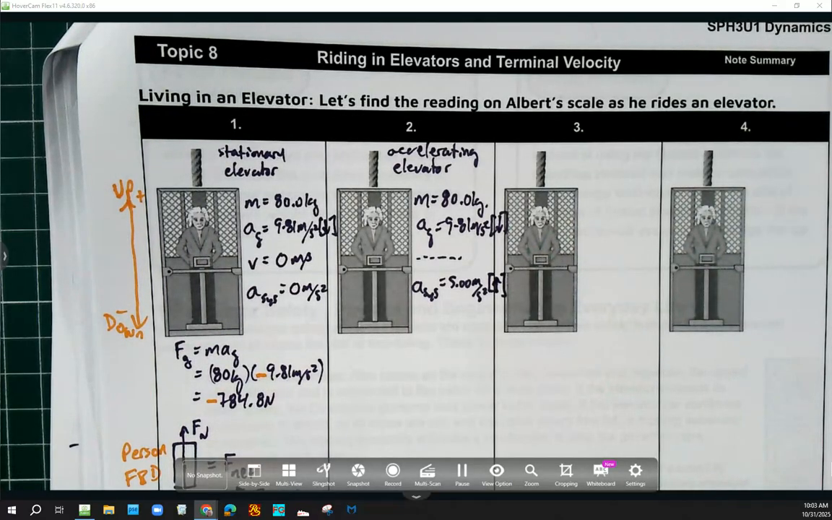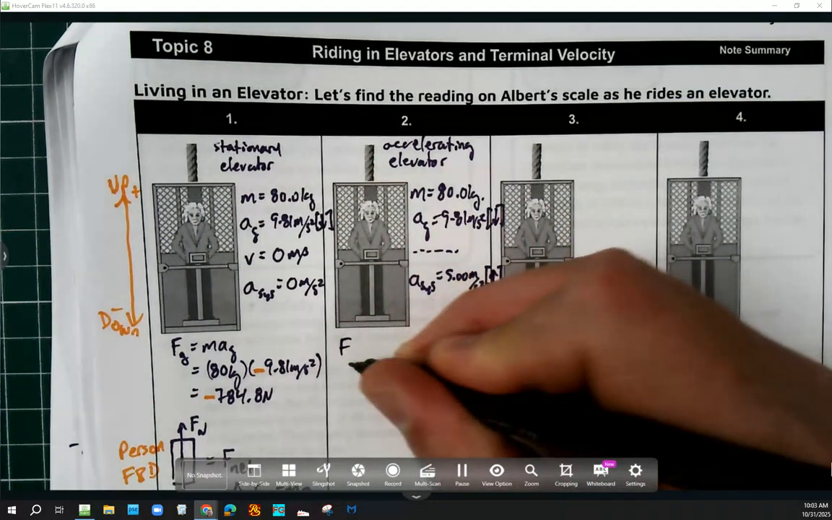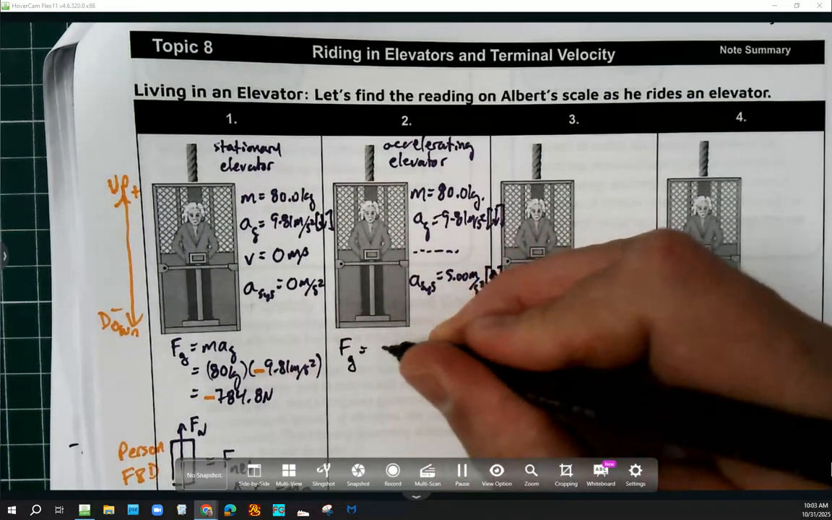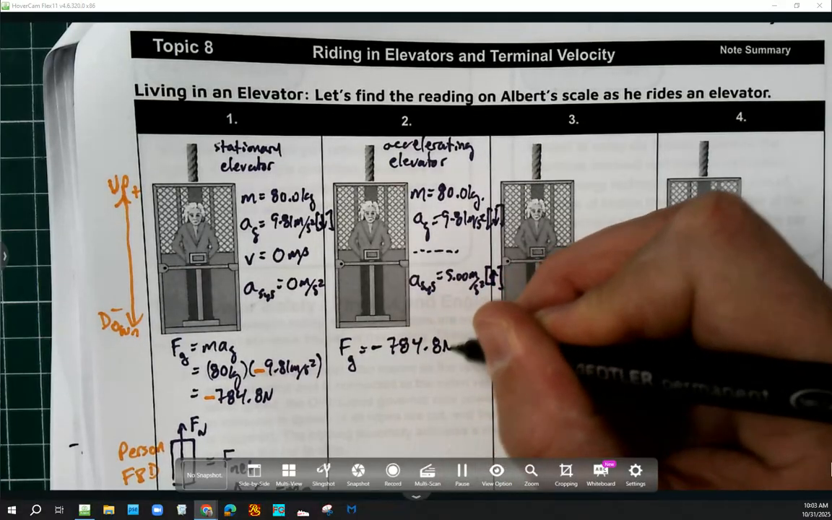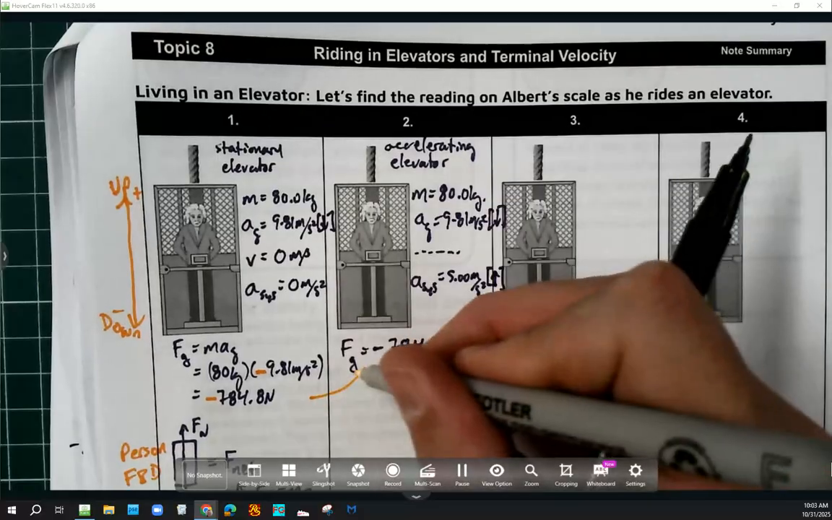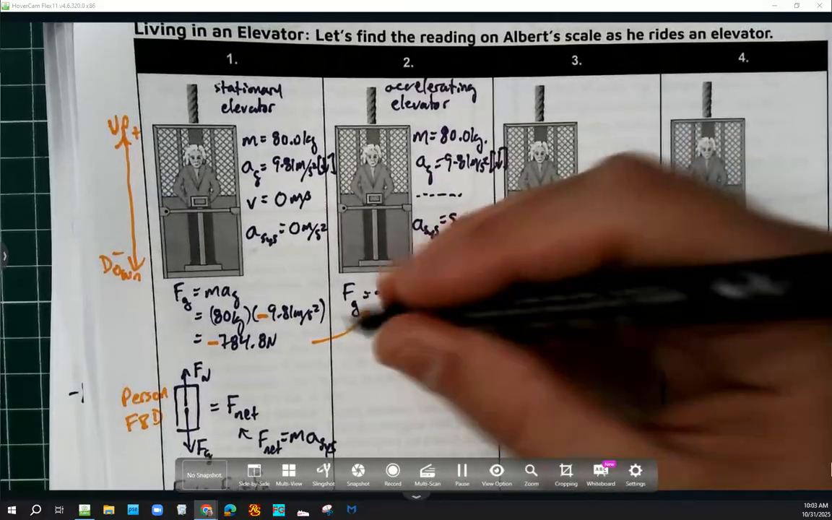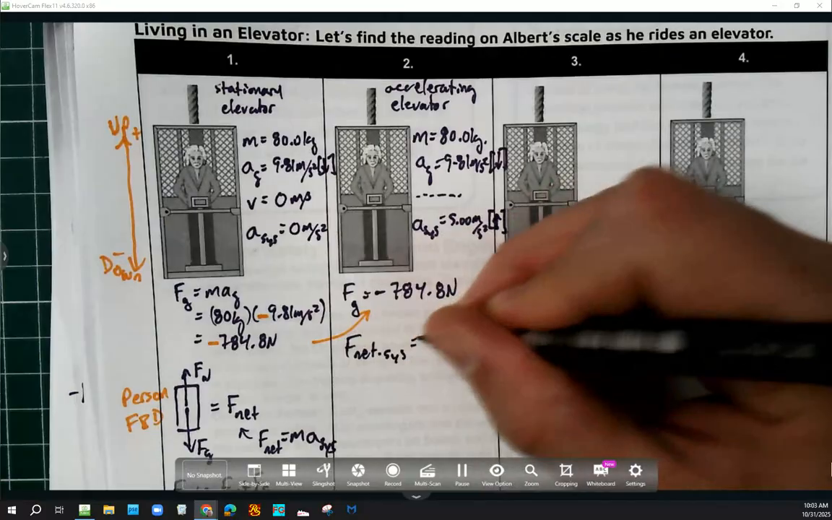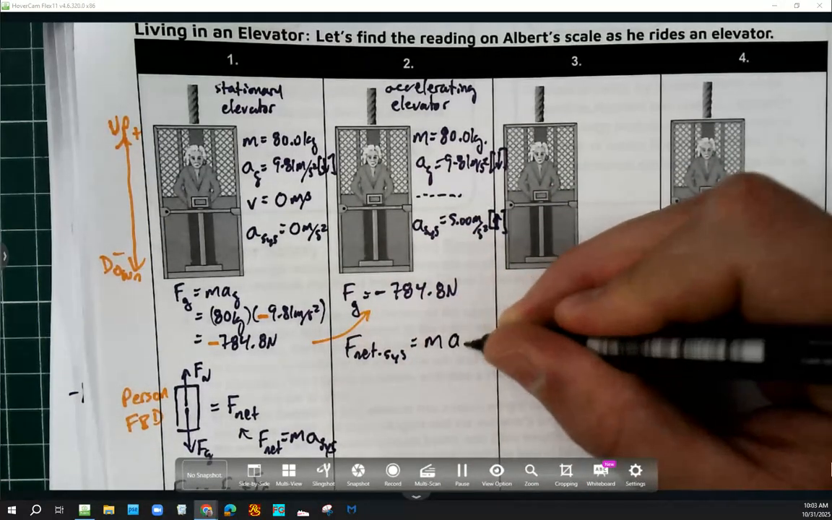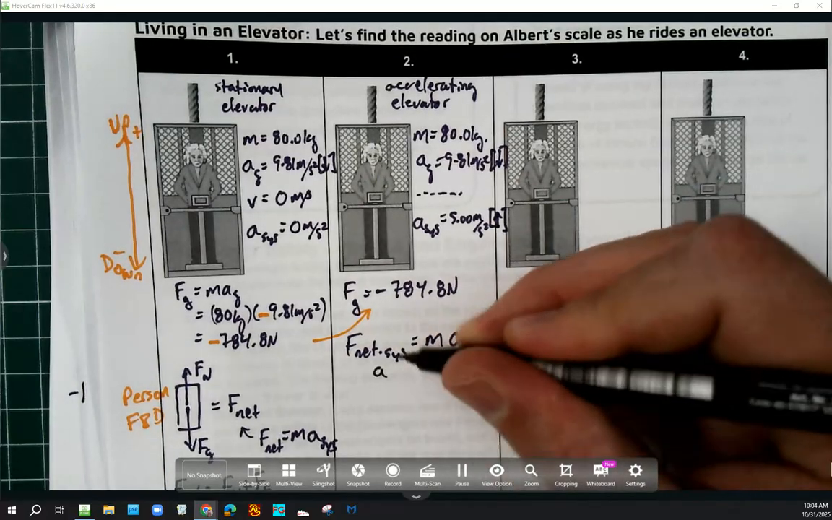Now I can borrow some information from the previous run through, and I can say, well, it's still the same fella. So the force due to gravity acting on this person is still going to be 784.8 newtons. I'm just borrowing that from my earlier thinking. New thinking this time is I might be thinking about F net. F net for the system is going to be equal to the mass of Einstein times the acceleration of his system. Oh sorry, I wanted to get F net, what am I saying?